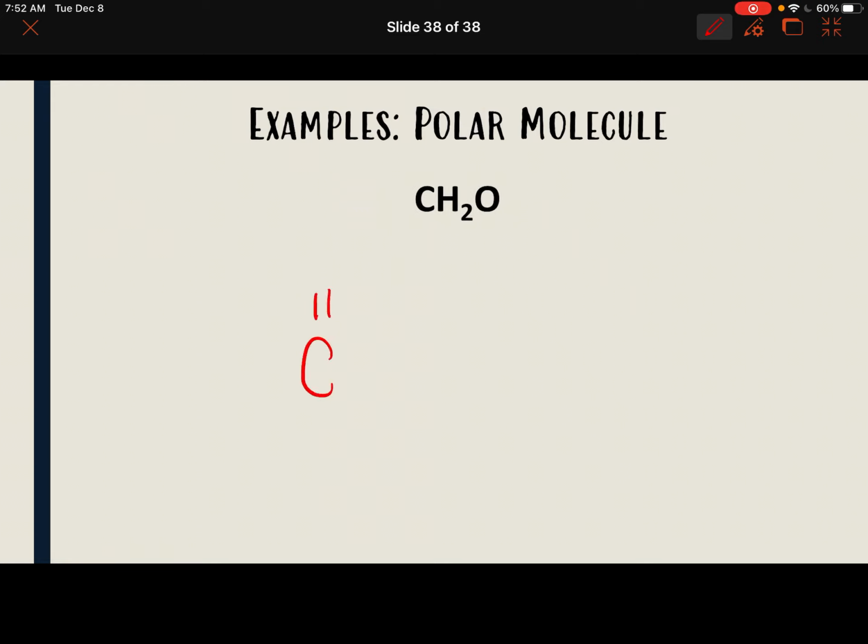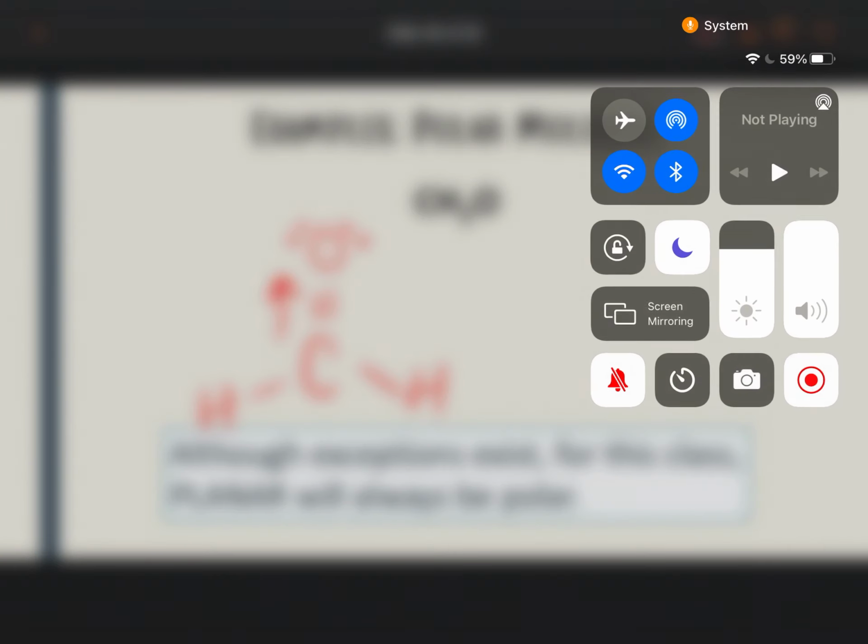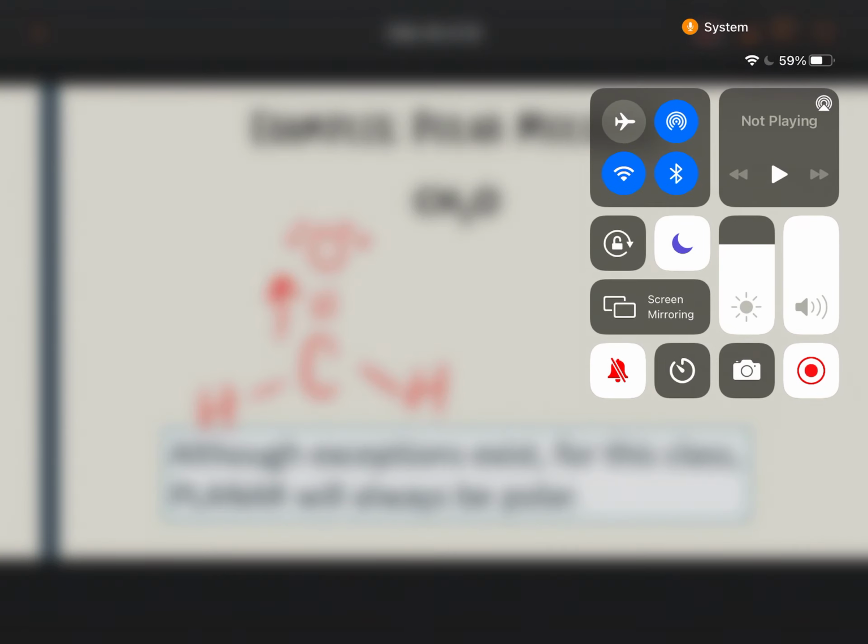Now CH2O is going to be a little different. Remember, the CH2O structure is trigonal planar, okay? The carbon is surrounded by oxygen and hydrogens. That oxygen is pulling the electrons closer to itself differently. And so it's going to end up being a polar molecule. Although exceptions exist, for this class, planar will always be polar. Okay, so that concludes our polar, nonpolar lectures. And next class we're going to talk about intermolecular forces.